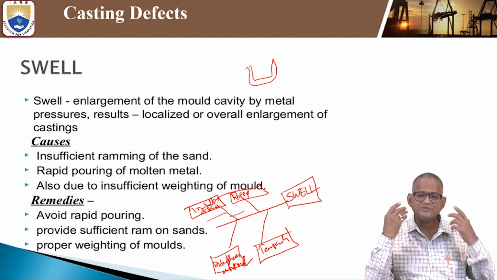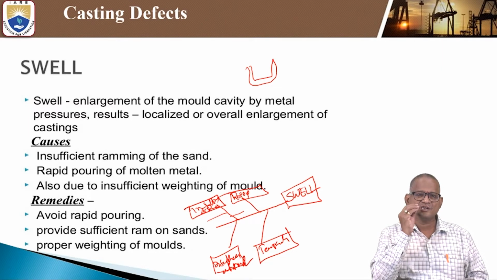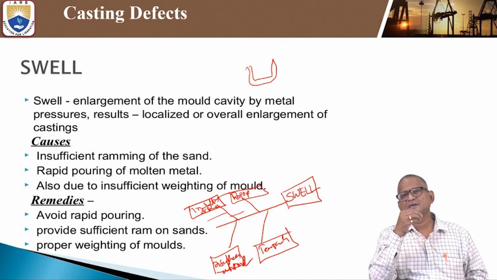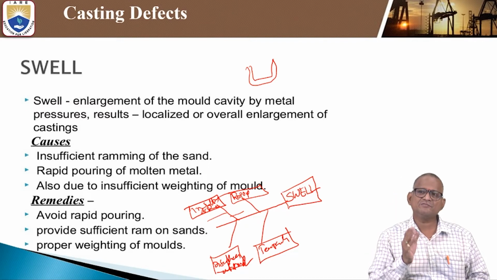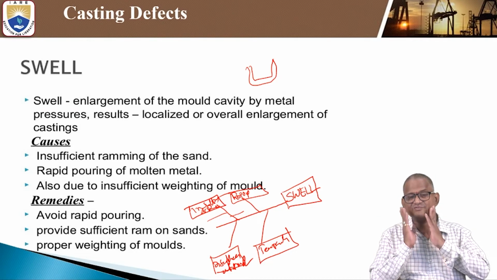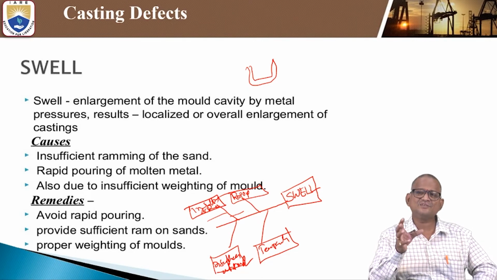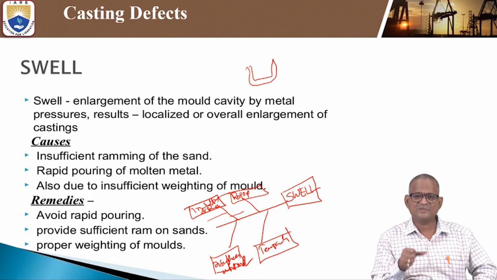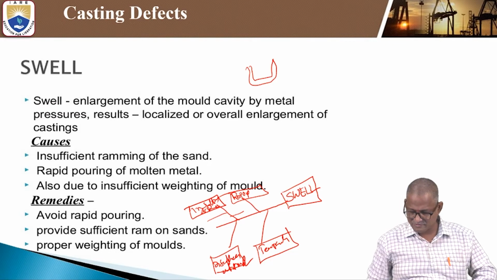Even in human beings, some swelling will occur, like with teeth pain or anything else. Even if one person is beaten, swelling will occur immediately next time. Why? Because of enlargement. Here, it is due to improper ramming and improper pouring of the molten metal that swelling occurs.